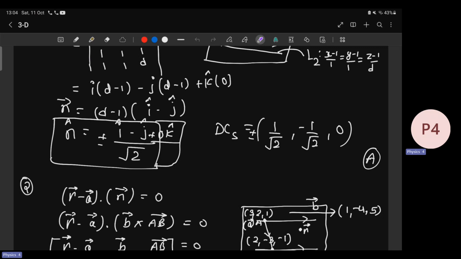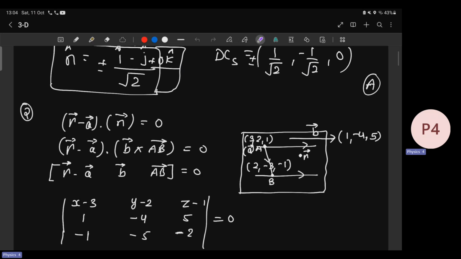Question number 2 says the plane containing two lines. The lines are given, and we have to find the equation of the plane, which is written in the form 11x plus my plus nz equals 28. So suppose this is line 1 and this is line 2. If you see, both the lines are parallel, right?